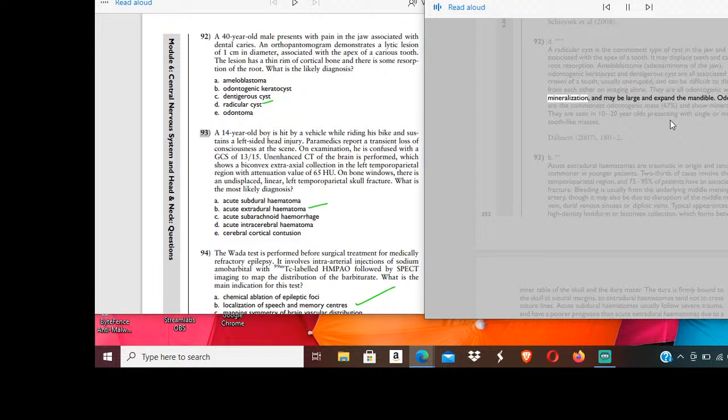They are all odontogenic with no mineralization and may be large and expand the mandible. Odontomas are the commonest odontogenic mass, 67%, and show mineralization. They are seen in 10-20-year-olds presenting with single or multiple tooth-like masses. Dehnert, 2007.